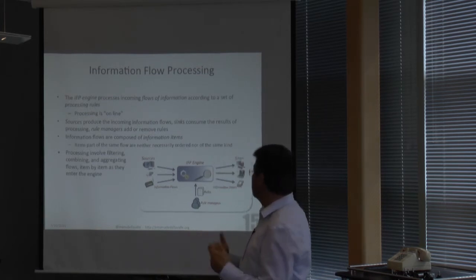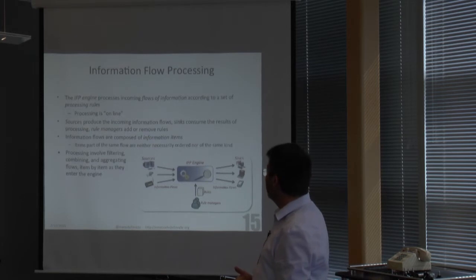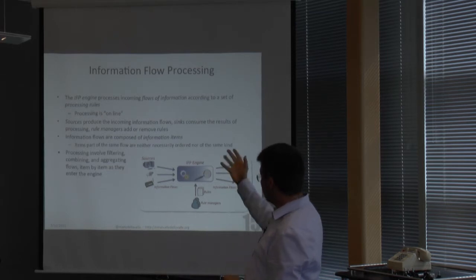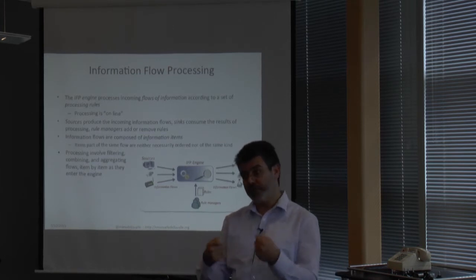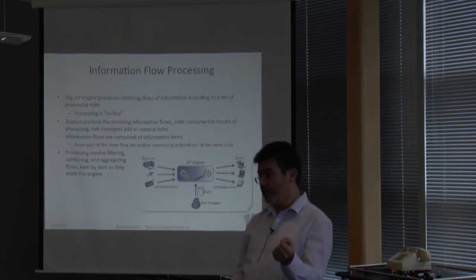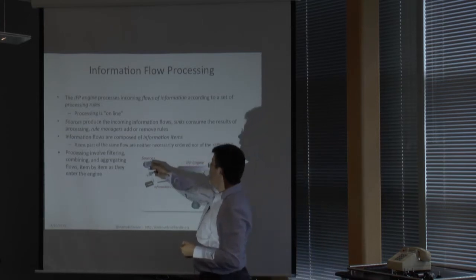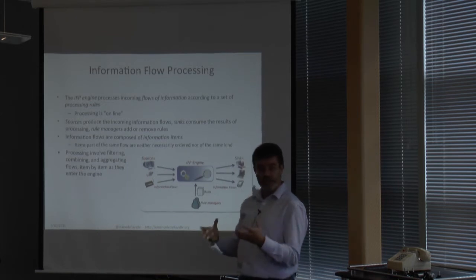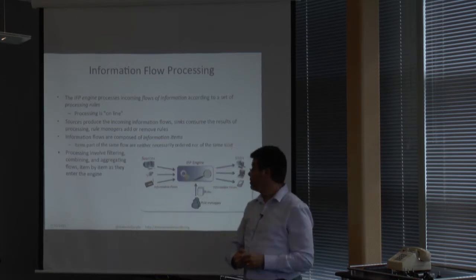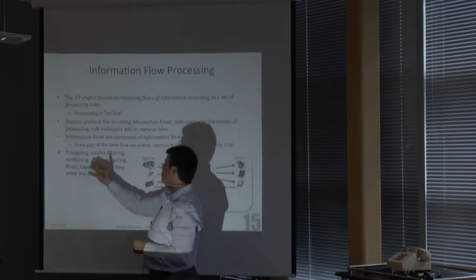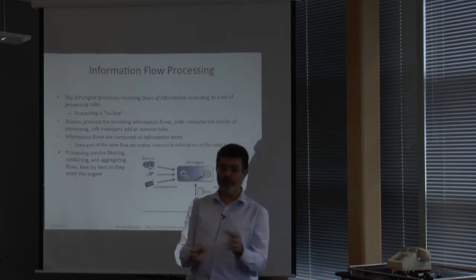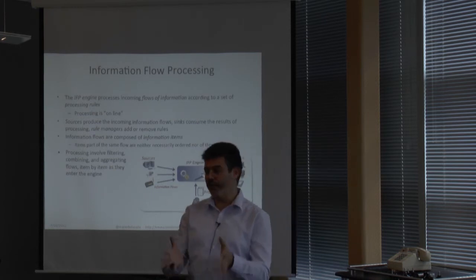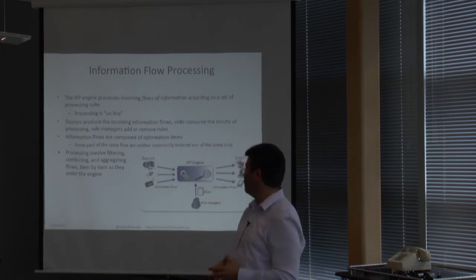So what they did was come up with this idea of information flow processing, where what matters is that the information flow processing engines are processing the information online, and they process information that comes from sources, and they send information out to sinks. That is somehow the general architecture of this system. And what they do, they filter, they combine, they aggregate flows, and they do it item by item. So these flows are actually discretized in some way, and then you put together these items, whatever these items are.